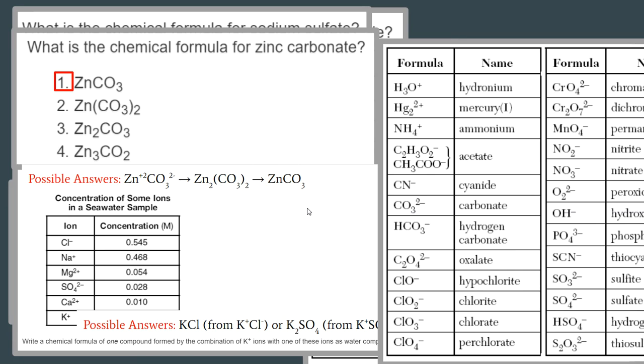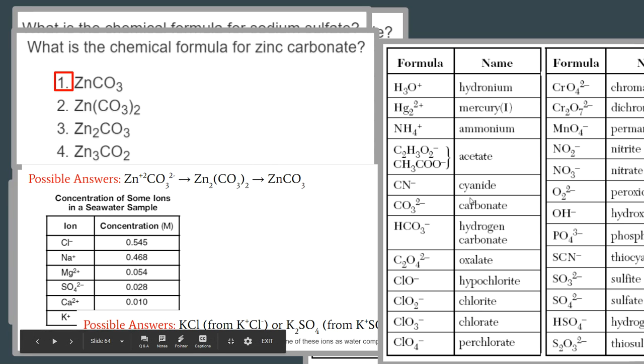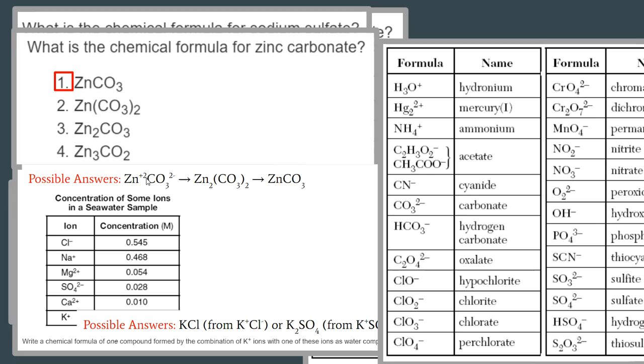So remember to apply the crisscross rule. First, look up the oxidation numbers of the constituent elements, or sometimes we have to rely on table E to refer to specific polyatomic ions. We write down the oxidation numbers for each element, then we crisscross the values and then simplify the ratio if at all possible by taking the greatest common factor present within those two subscripts. Once we do that, we can get our correct answer.